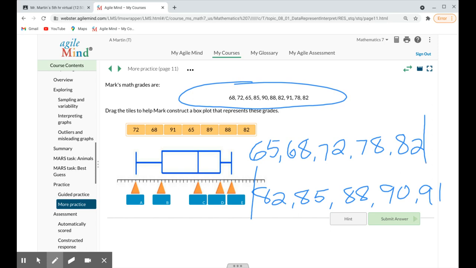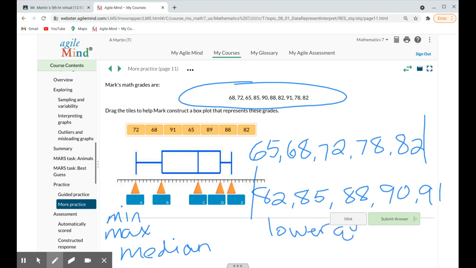All right? So we need to find everything. We got to find the minimum. We got to find the maximum. We got to find the median. We have to find the lower quartile. And the what? Upper quartile. Correct. So I want to talk about the lower quartile and the upper quartile.